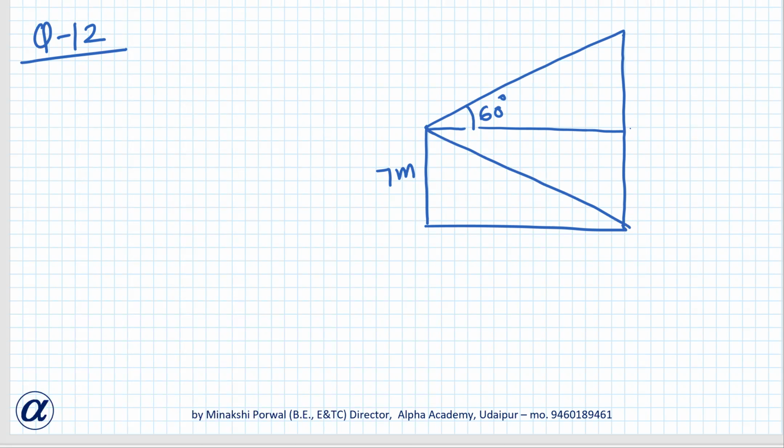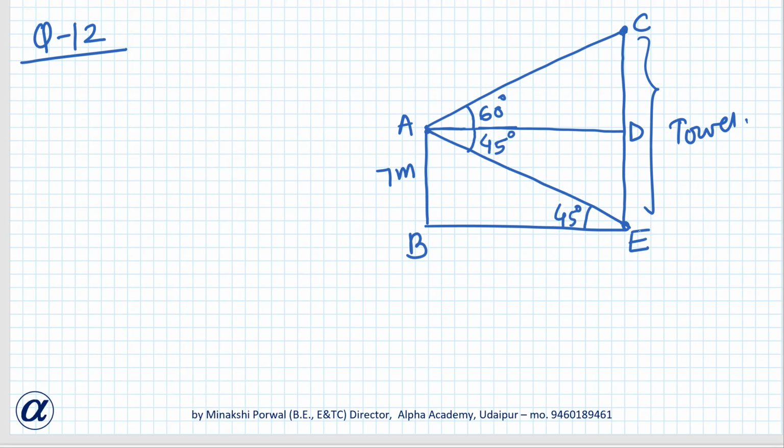This is the tower, so this is the top and this is the foot. Now from this same point, the angle of depression, measured from the horizontal, will be 45 degrees. If this angle is 45 degrees, this angle is also 45 degrees, as these are alternate interior angles. We have to find the height of the tower. So what is unknown here? CE is unknown.